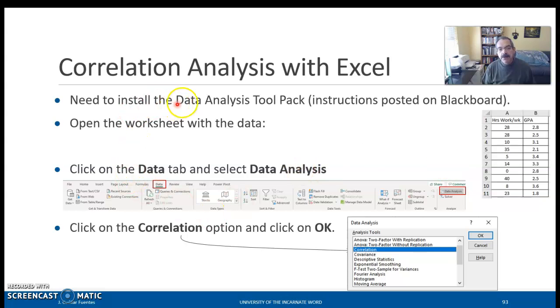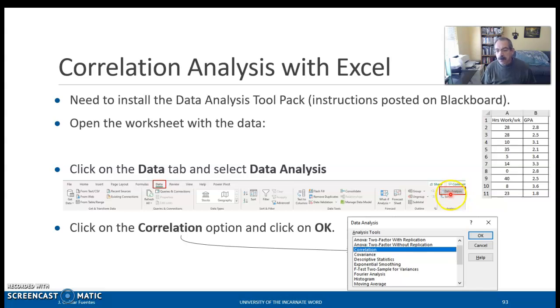Again, you need to have this Data Analysis Toolpak installed. Again, if you haven't done that, you can see the instructions on Blackboard. Once you do that, open the worksheet so you can see the data. And then on Excel, go to the tab that says Data, click on it. And then once you click on it, you see all these options, and go all the way to the right and click on the button that says Data Analysis. If you don't see it, it's because you have not installed the Data Analysis Toolpak. You need to install it so that once you do that, you will see this button.